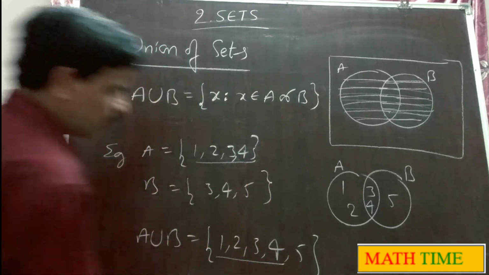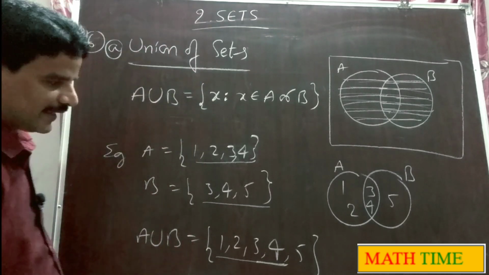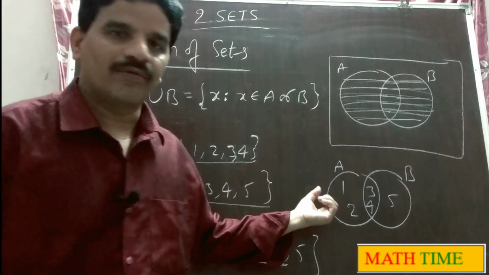I have written here 1, 2, 3, 4. B contains 3, 4, 5. 3, 4 is already written. Therefore, I have to write what? 5. So the same can be represented in this Venn diagram.